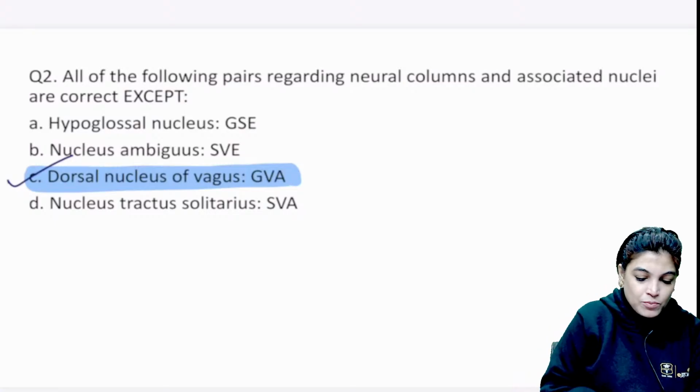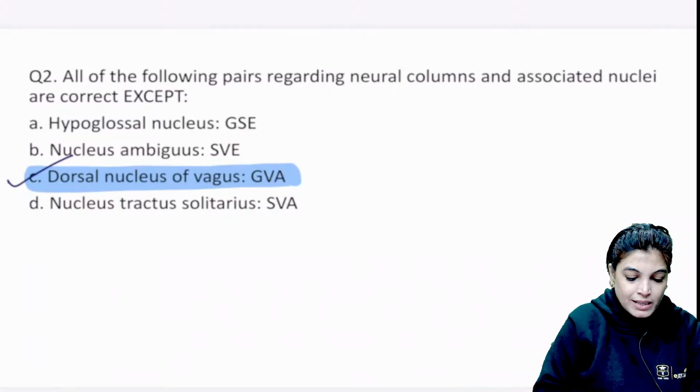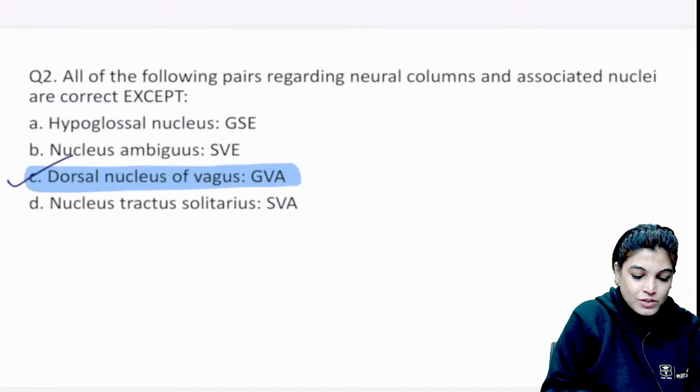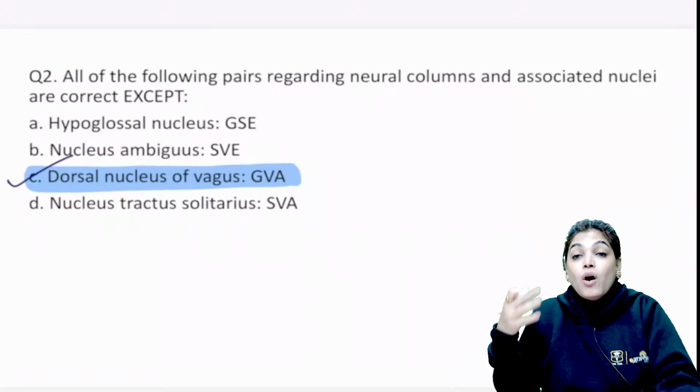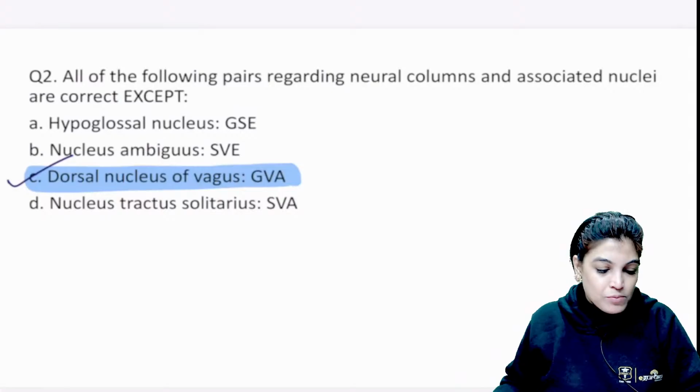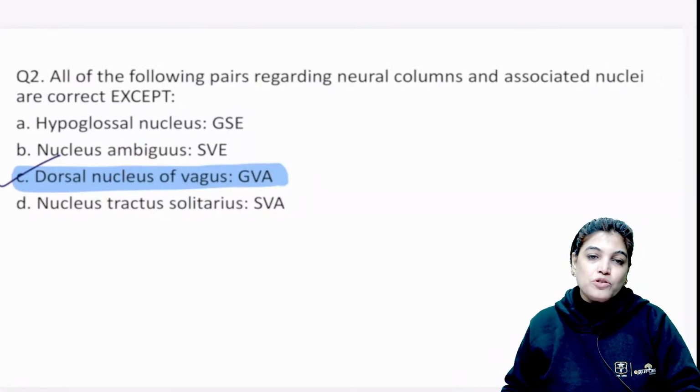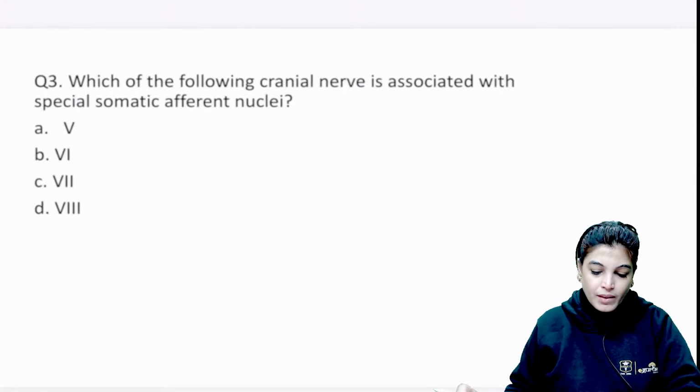So again, a thumbs up goes for Aditi, Khushi, Dr. Samira, Ankur, Neelu, Mehra, Dr. Ruchika, Pinnu, everyone is marking it right. So it means everyone has understood. We have not yet started the cranial nerve, but you are able to solve the cranial nerve nuclei questions. Let's go into the third one.